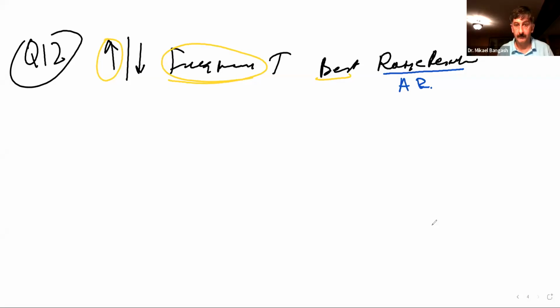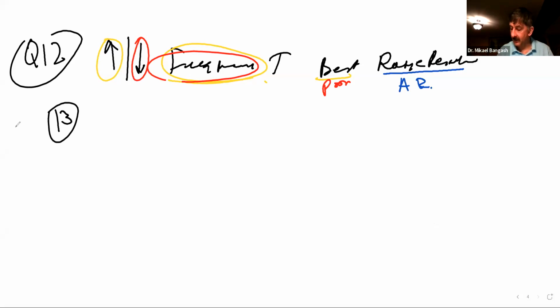But you can be asked the opposite, where you can say a low frequency transducer, what is that going to lead to? You can say a poor range resolution. Now name the 4 synonyms for axial resolution. Clear?